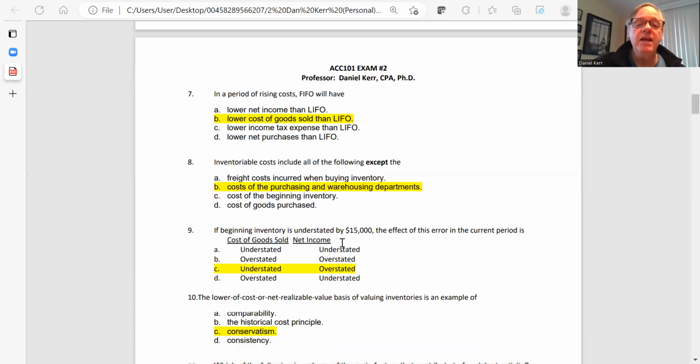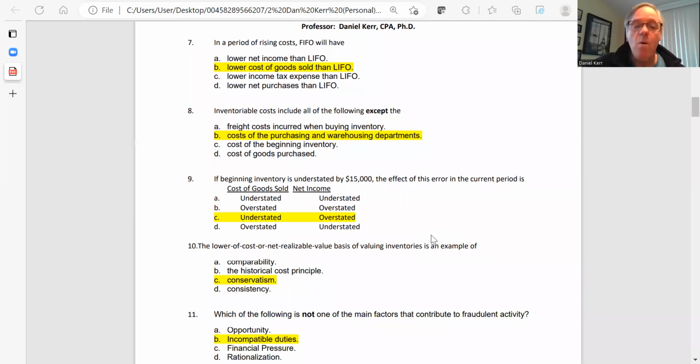Number 9, if beginning inventory is understated by 15,000, the effect of the error on the current period is. Again, think of the cost of goods sold calculation. So I want to write it down here. Beginning inventory plus purchases gives us goods available, minus ending inventory gives us cost of goods sold. So if beginning inventory is understated, that means that the cost of goods sold is understated, because that's one of the things you add, beginning inventory. That's your starting point. And if your cost of goods sold is understated, then your net income is going to be overstated. So the correct answer there is C, as in cat.